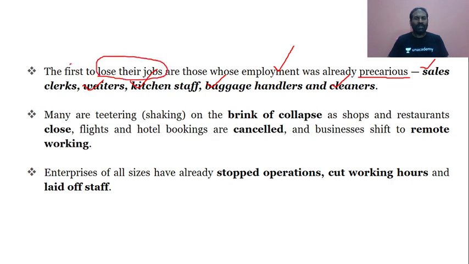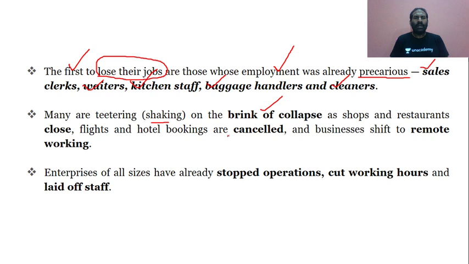So it is important at the global scale, as per the ILO, that these are the ones who have to be taken care of, as they are the vulnerable sections. And many are teetering, that is, they are shaking on the brink of collapse.